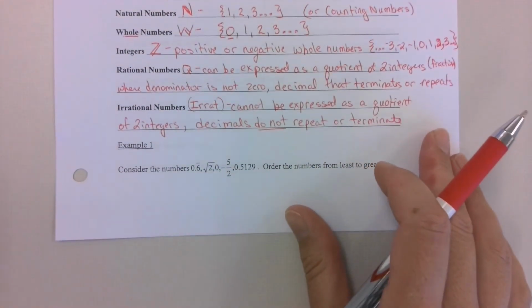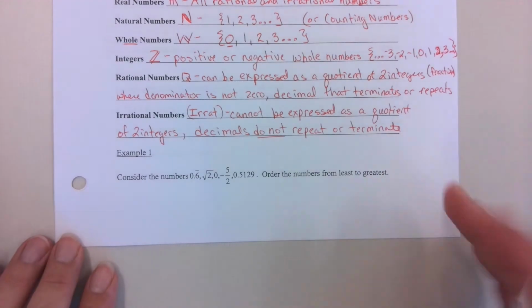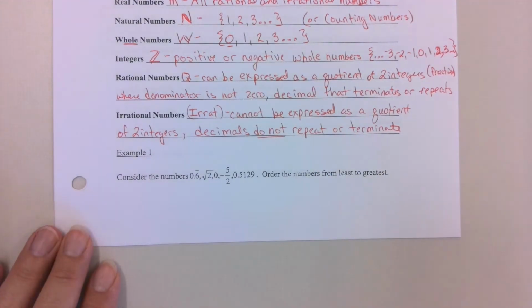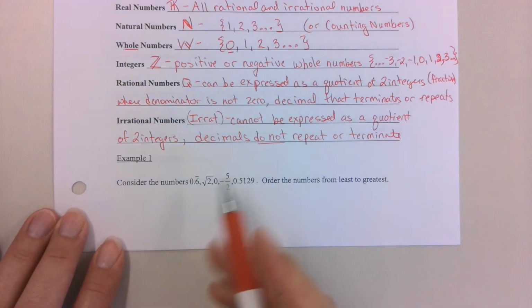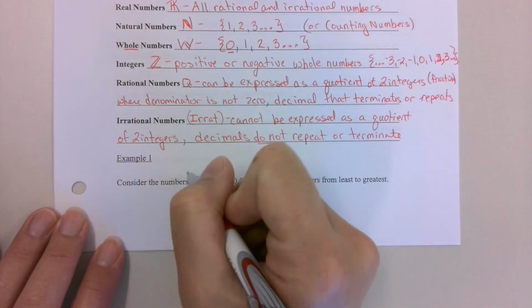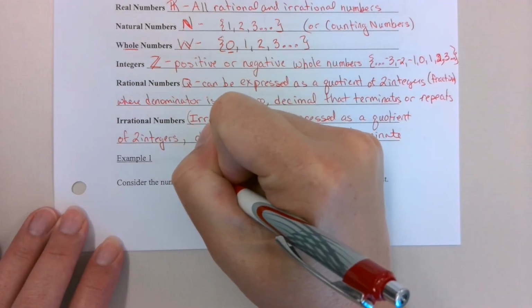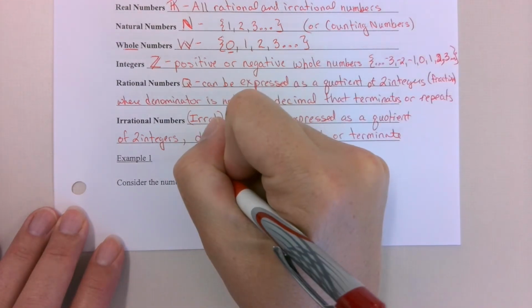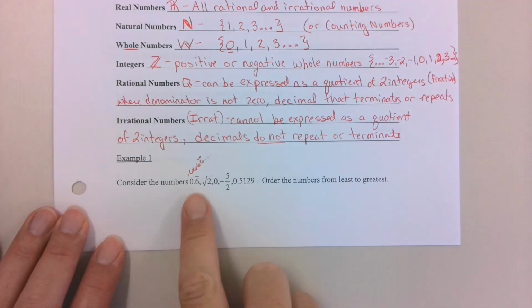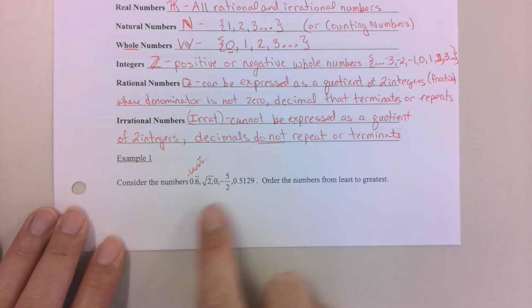So we have an example down here, and it says consider these numbers. We're going to order them from least to greatest. Seems like a simple task, but here's what I know. 0.6 repeating would really be 0.6666, and it's going to keep going with that repeating. And the reason I want to write that out is because what if another one was 0.65? I have to consider which one's greater.